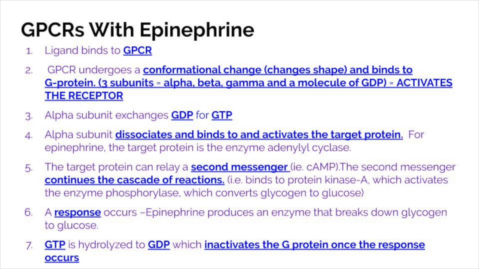Second messengers help to amplify the response. This second messenger continues the cascade of reactions. Next, a response occurs. With epinephrine, the cascade produces an enzyme that breaks down glycogen to glucose. GTP is hydrolyzed to GDP, which inactivates the G protein once the response occurs.